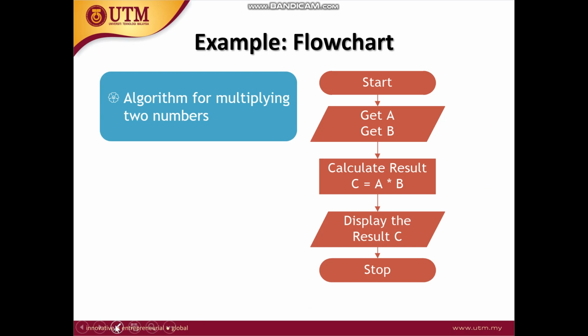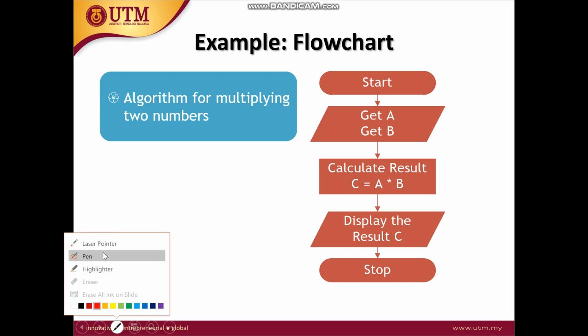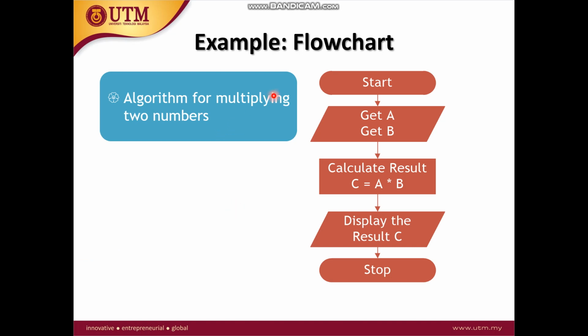Here there is an introductory example of writing a flowchart. For example, when we have an algorithm for multiplying two numbers, in every flowchart we are going to write down the starting terminal. This is a starting terminal, and at the end of every flowchart we have the ending terminal, or the stop of your flowchart. In order to multiply two numbers, we need to get those numbers. Okay, get number A, get number B.